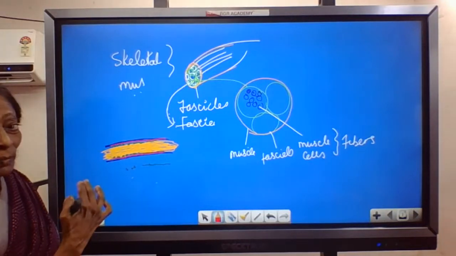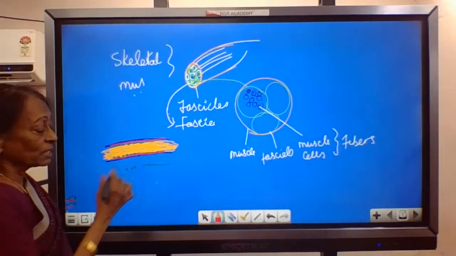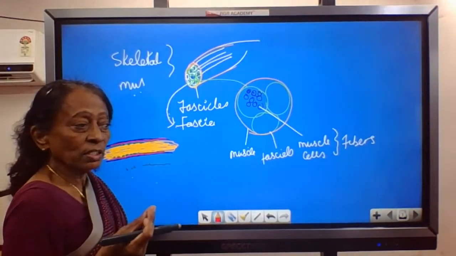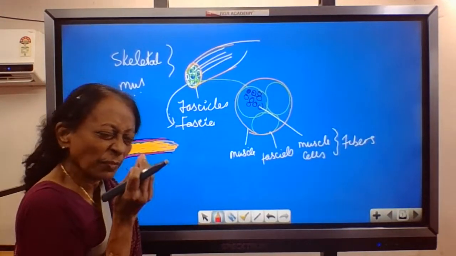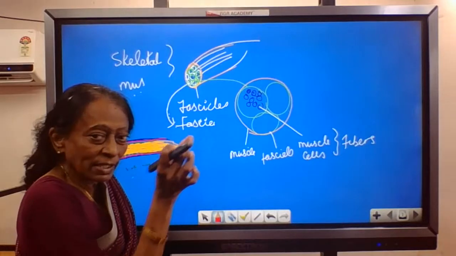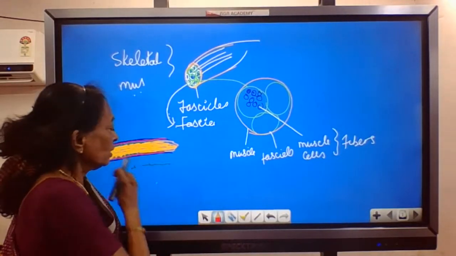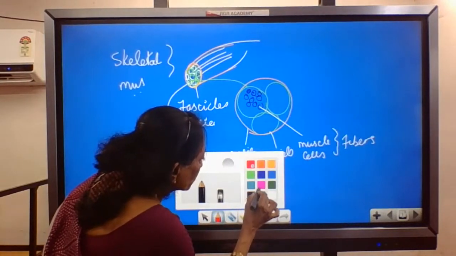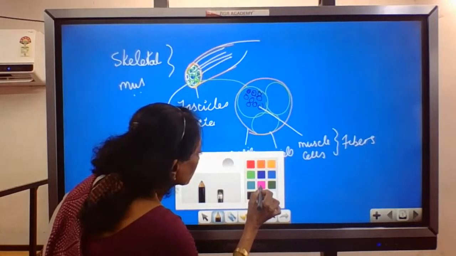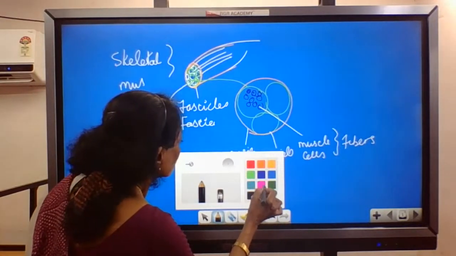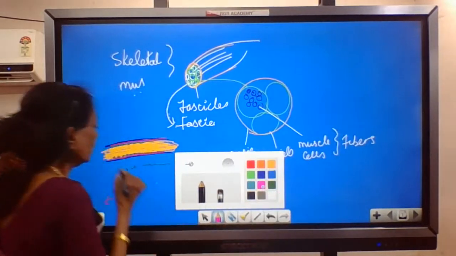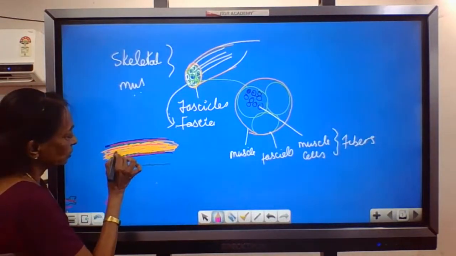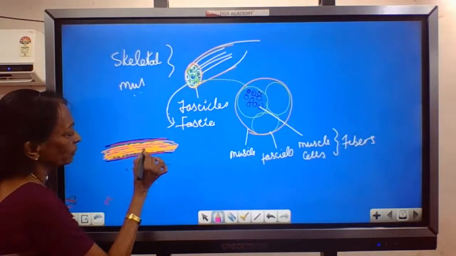So from the cell membrane, what is in the cytoplasm? The cytoplasm has special structures called myofibrils, which are proteins. These are thin, finer threads. The myofibrils run all over the cytoplasm. In the cytoplasm, you have a number of myofibrils running throughout.